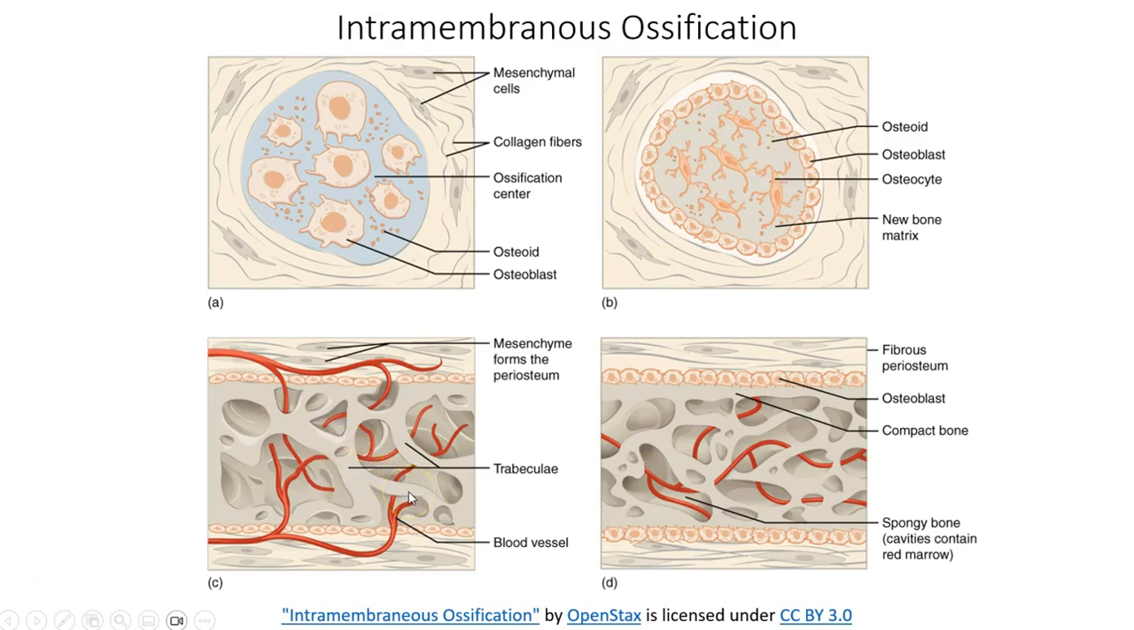All right. Those mesenchymal cells can also differentiate into fibroblasts, which are what's going to form that fibrous periosteum on the outside surface of our bone tissue, which is what the tendons and ligaments are going to attach to again. All right, so that's also coming from those mesenchymal cells.